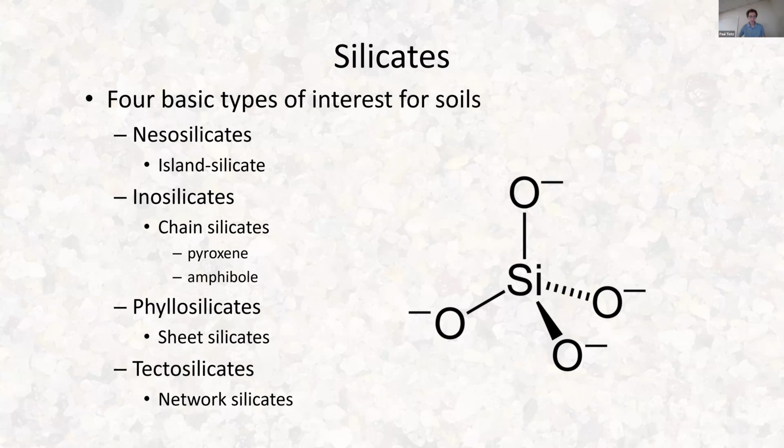That's why we call it a sheet silicate. And then tecto means it creates a network of it, if you will, a 3-dimensional crystal looking shape. So here's the professional rendering of it.